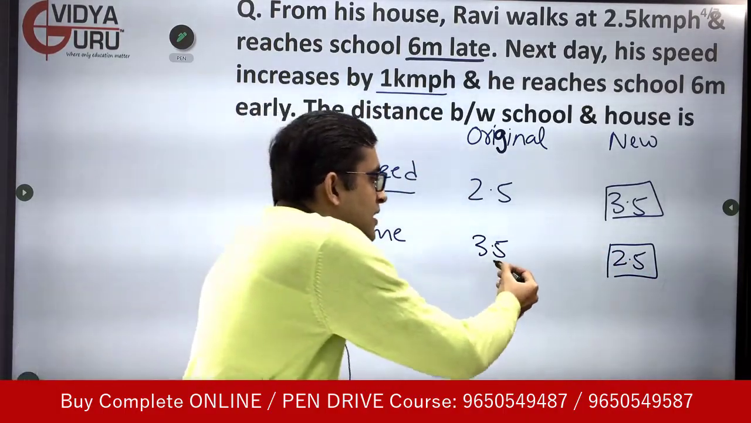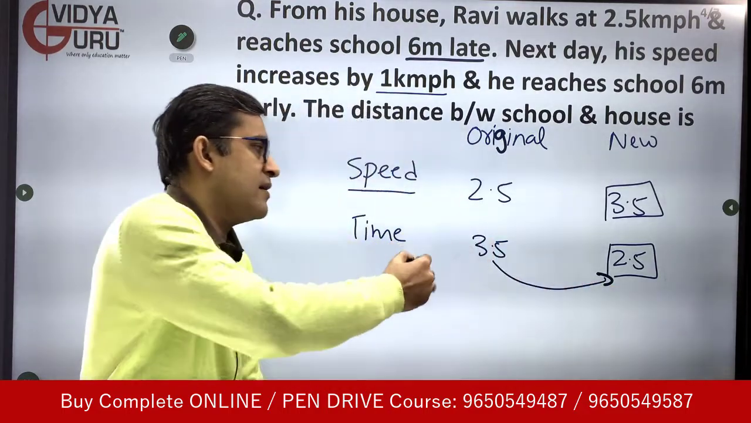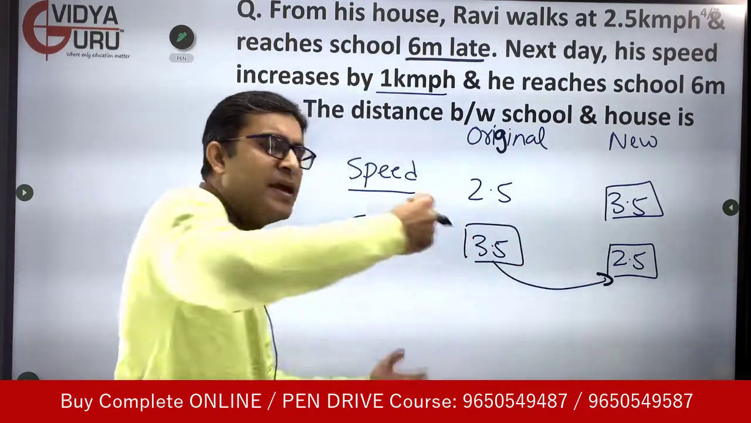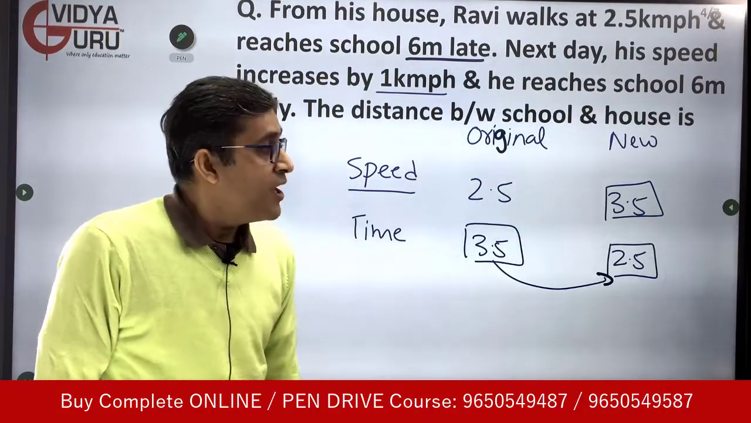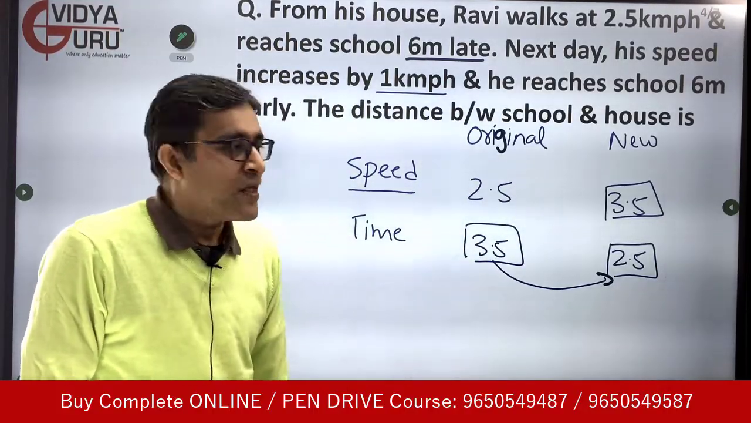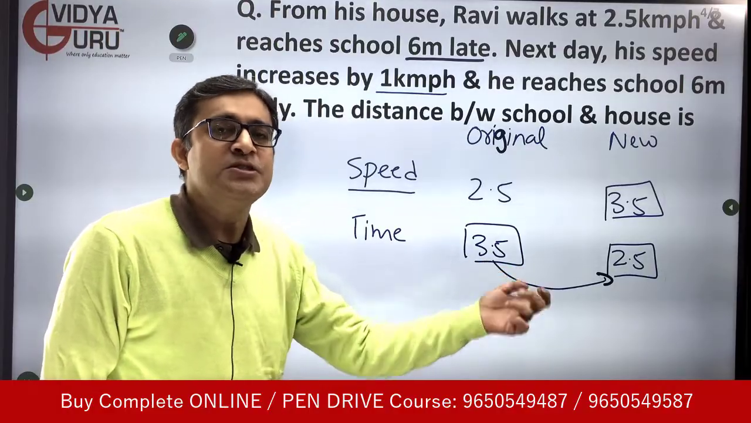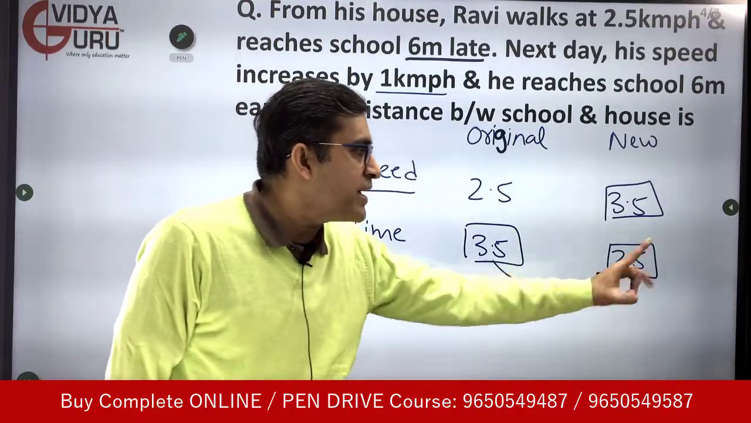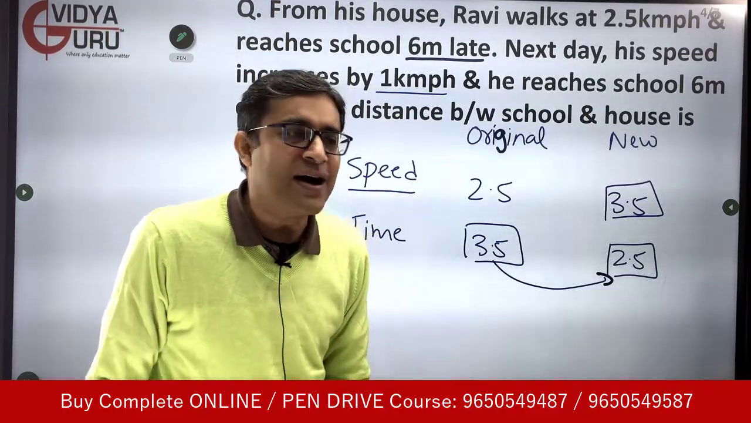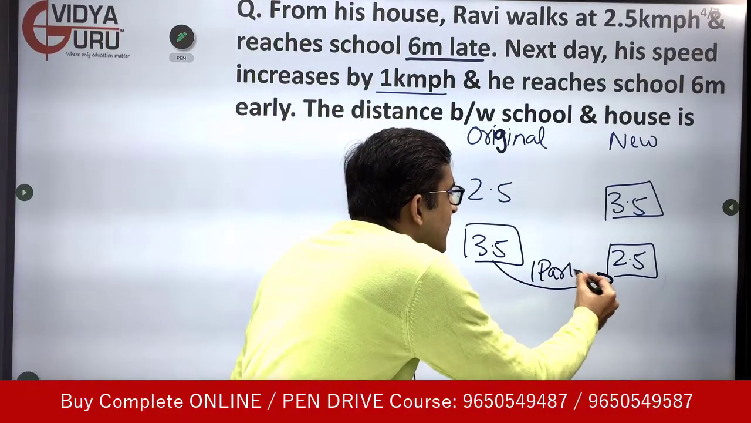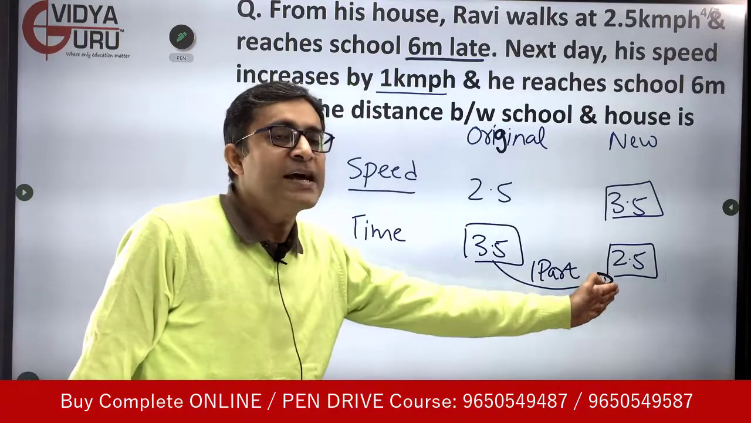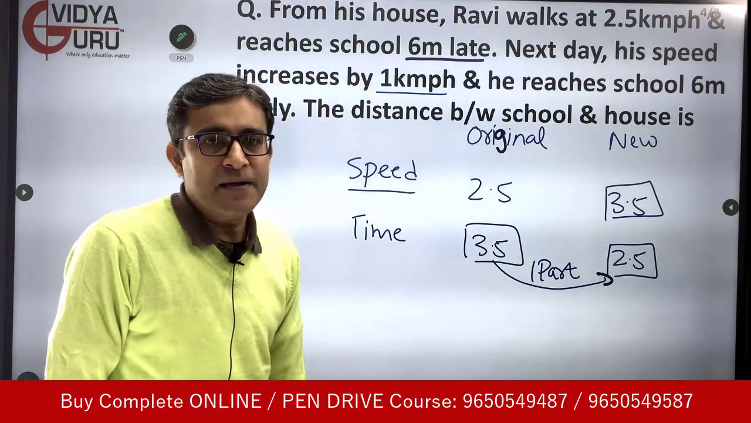What was the time earlier? Of course, the time earlier will be 3.5. The ratio is getting inversed. Now let's compare the two. Earlier, the time taken was 3.5 parts. Now the time taken is only 2.5 parts. So students, what is the difference? There is a difference of 1 part. The difference in time is only 1 part.